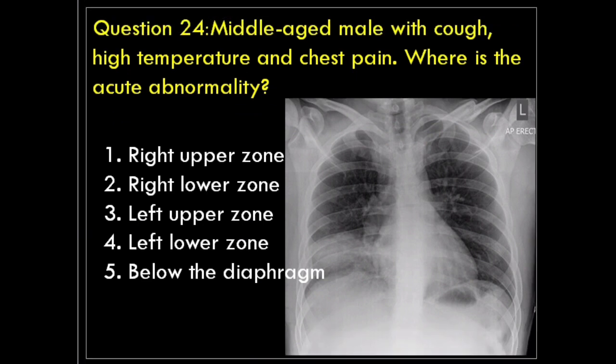Question 24: Middle-aged male with cough, high temperature and chest pain. Where is the acute abnormality? 1. Right upper zone. 2. Right lower zone. 3. Left upper zone. 4. Left lower zone. 5. Below the diaphragm.